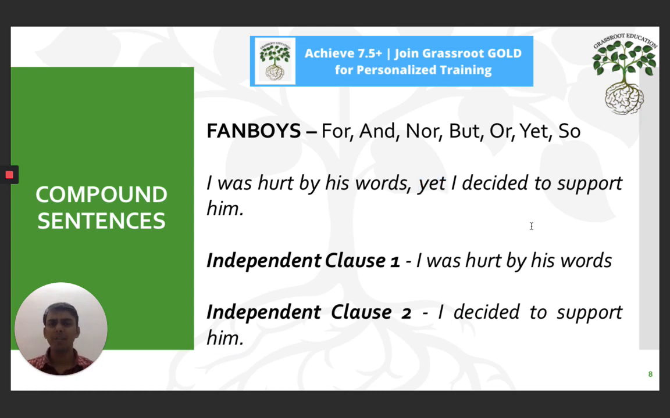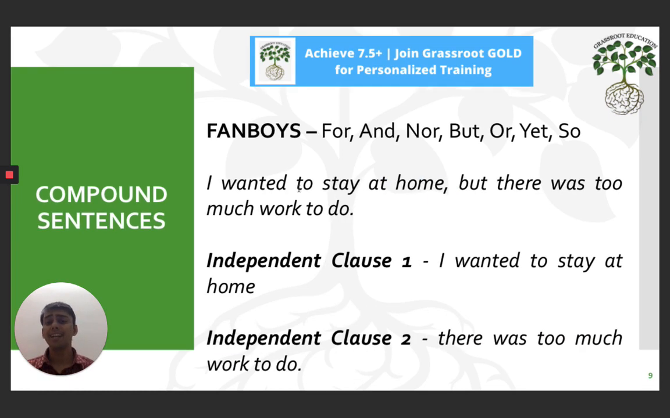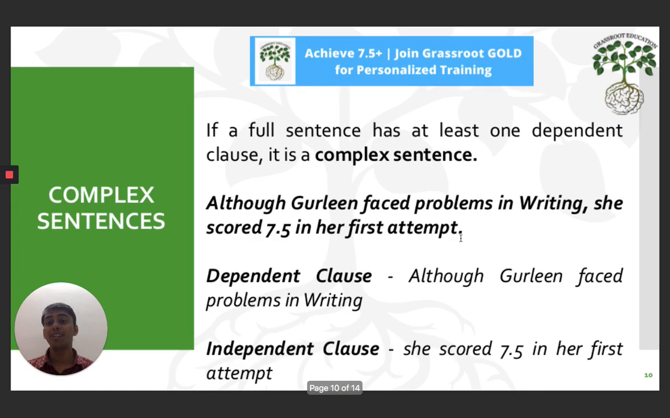Okay, pretty simple now. Take another example. I wanted to stay at home, but there was too much work to do. I wanted to stay at home. This is independent clause number one. There was too much work to do. Again, this can also exist independently. Independent clause number two. Both of them coming together by the fanboys conjunction, namely but. Okay, so pretty simple. Now you know how to frame compound sentences.